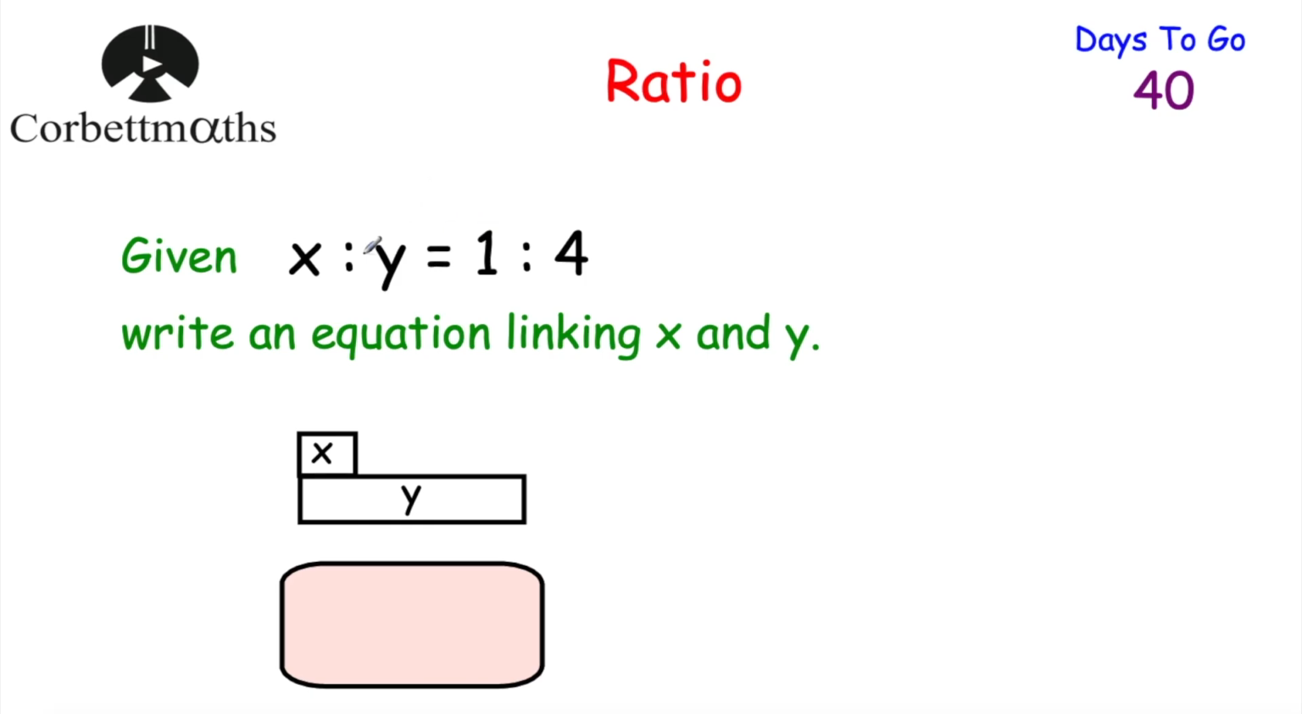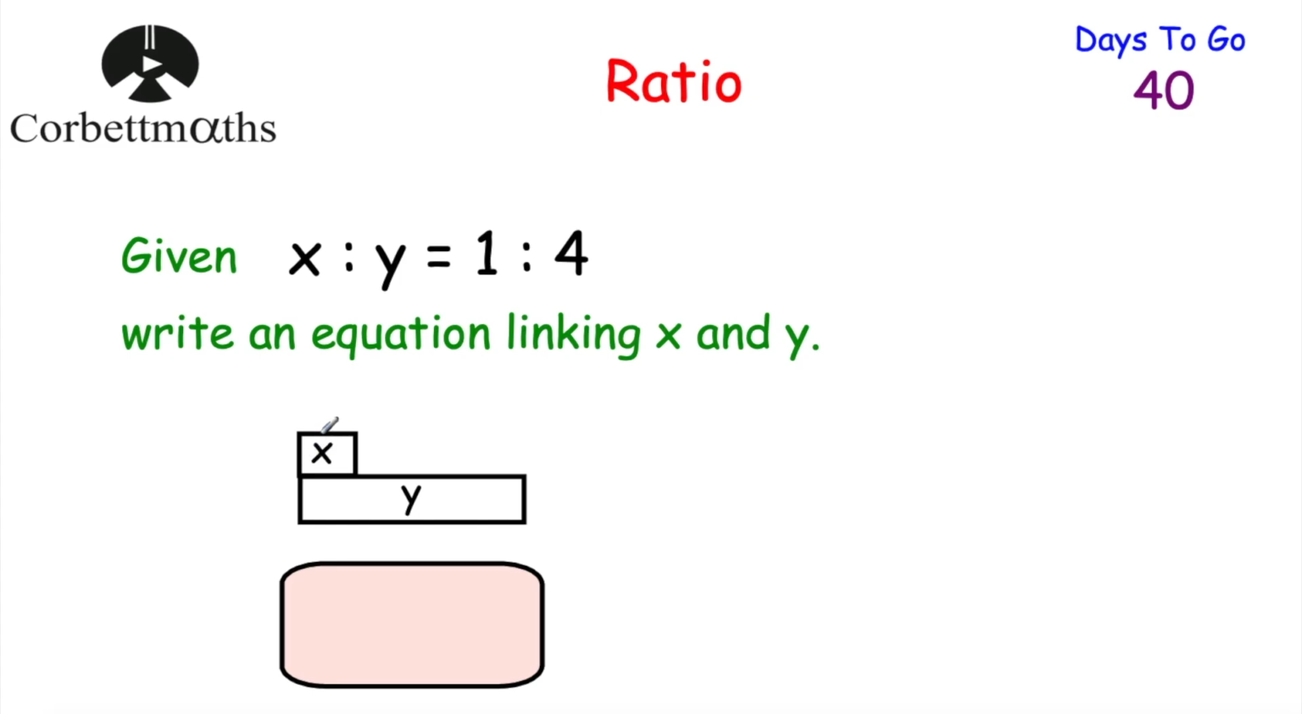Okay, so we're now going to look at ratio, and we're going to look at how to write ratios as equations and formulae, and then we'll look at how to write equations and formulae as ratios. So we've been given a ratio. The ratio of x to y is 1 to 4. So in other words, if x is equal to 1, y is equal to 4, or if x is equal to 2, y is equal to 8, or if x is equal to 100, y is equal to 400, and so on. So y is 4 times larger than x. And if we represent this visually, as you can see here, y is 4 times larger than x.